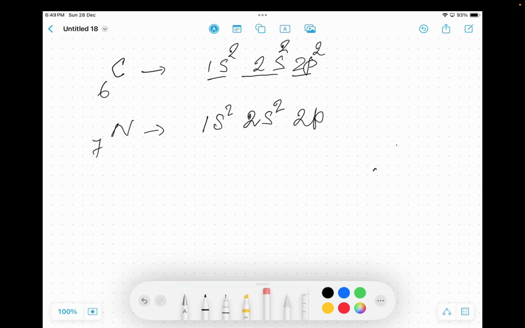we are placing only 3 electrons. All 3 should be given into p. So the electronic configuration of nitrogen is 1s2, 2s2, 2p3.